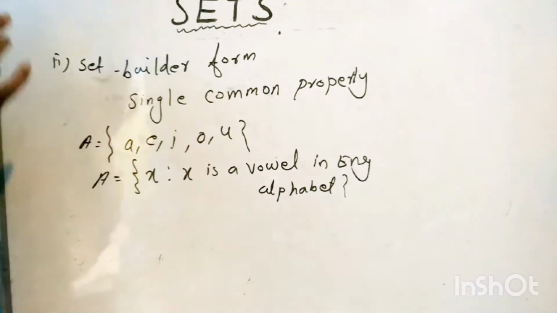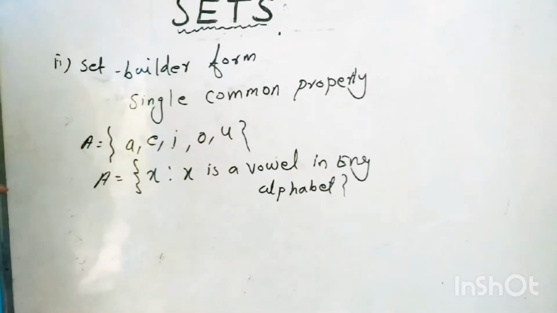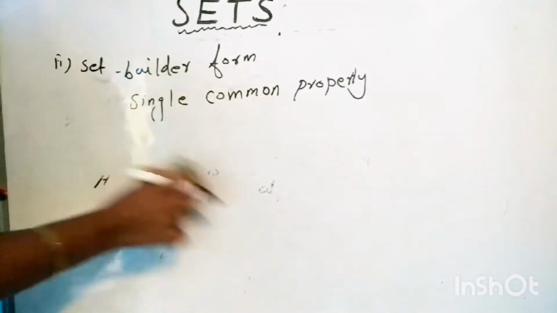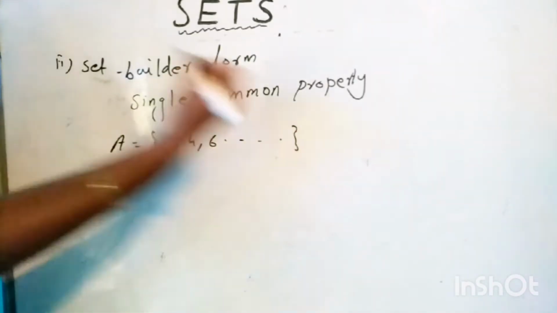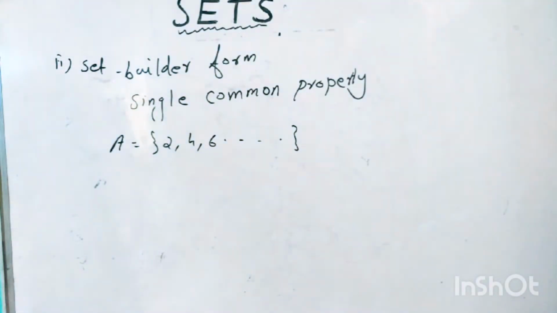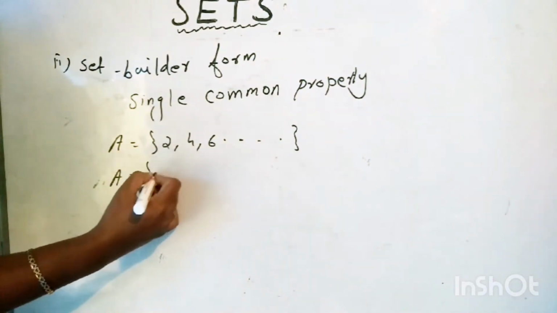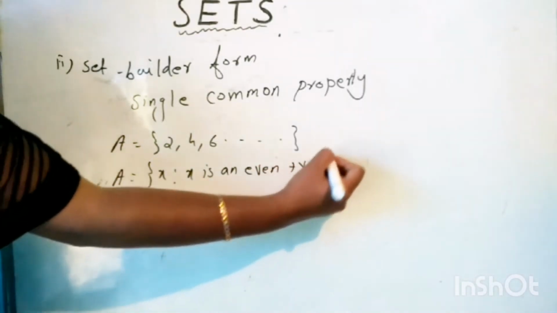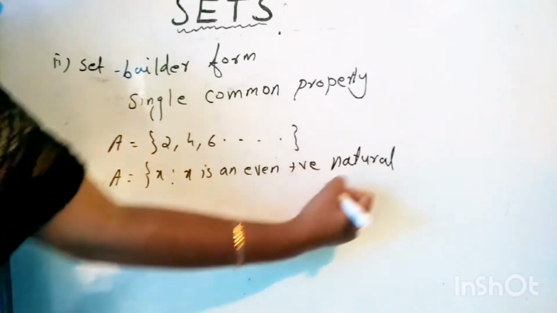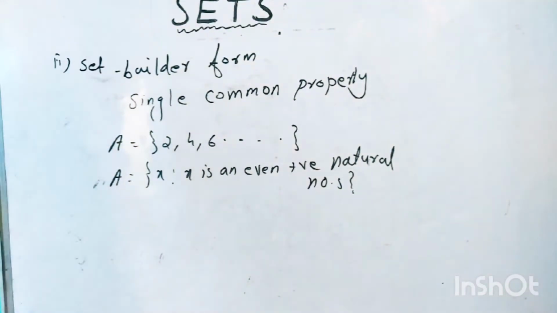Okay. The first one, that is tabular form, we will list out all the elements. And the second one is set builder form, we will find out the common property. Okay. One more example. A is equal to set 2, 4, 6, etc. What is the speciality of those elements? We know that this is even positive natural numbers, right? So we can write it as A is equal to set of all x such that x is an even positive natural number. Okay. So one is in tabular form and the second one is in set builder form.